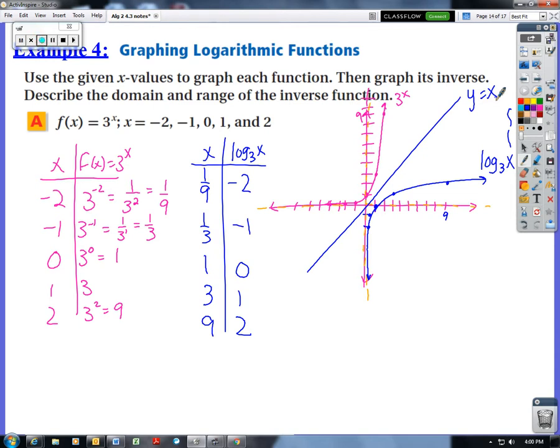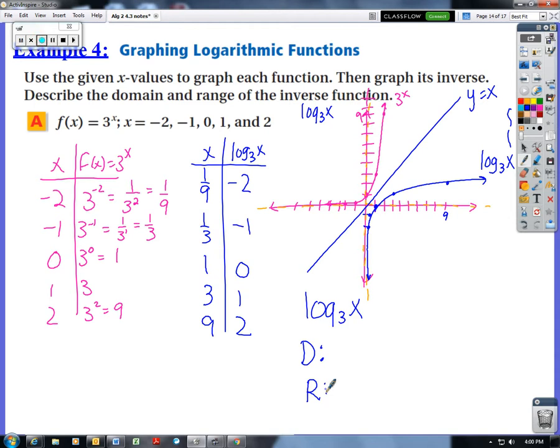So, well, that's not too bad, I guess. The domain and range of the inverse is the domain and range of the logarithm. So the inverse is log base 3 of x. So we're describing log base 3 of x. We're going to describe its domain and its range.